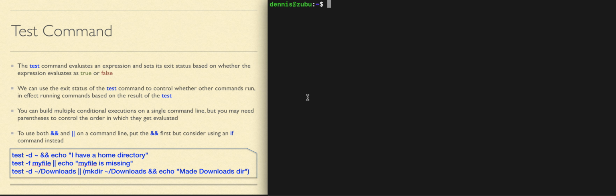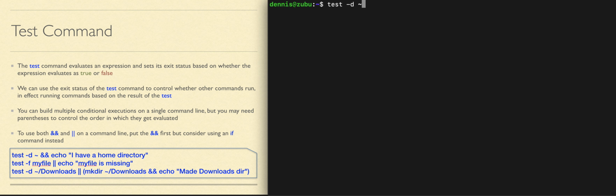The simplest form of the test command is to say test and then put your expression. An example from the slide, -d tilde. That's a test expression where the operator is -d and the thing being tested is tilde. Tilde is a special character that means our home directory. The -d operator means test if the thing we're testing is a directory or not.